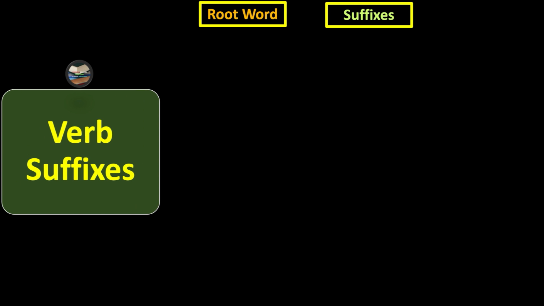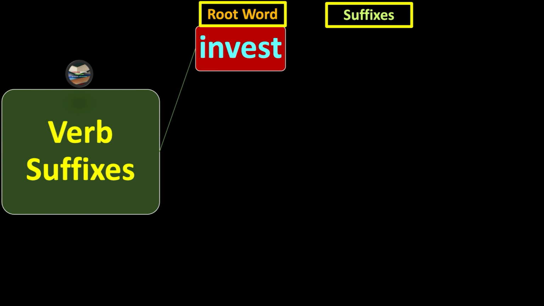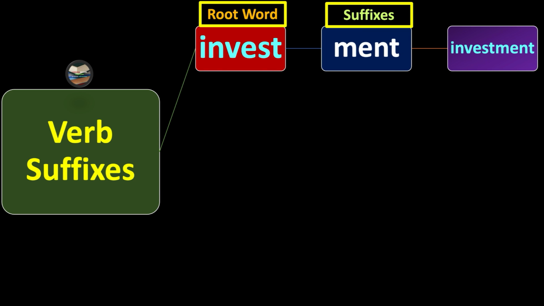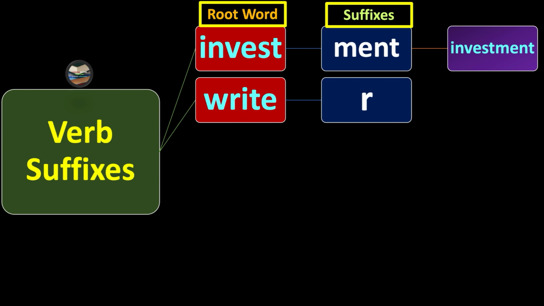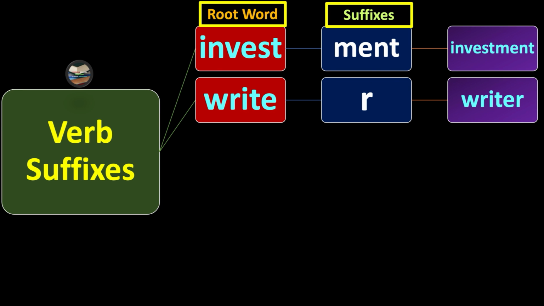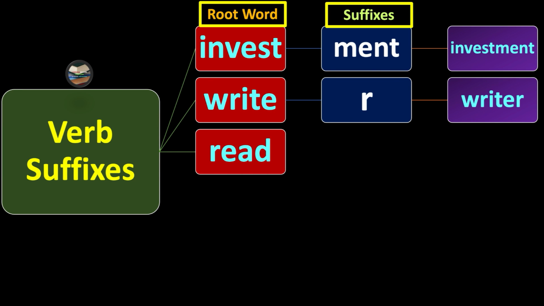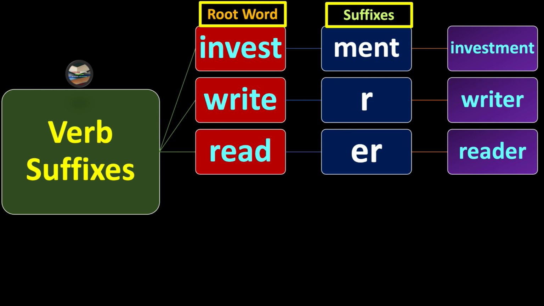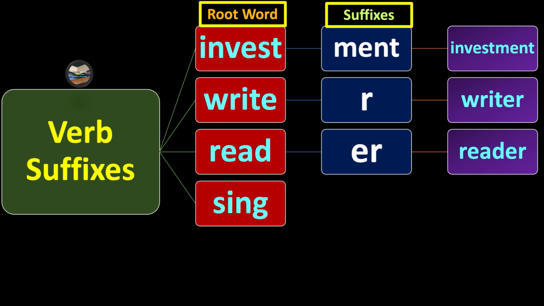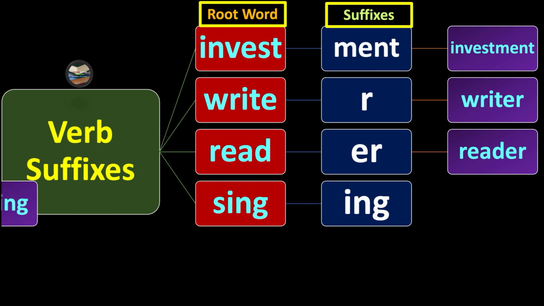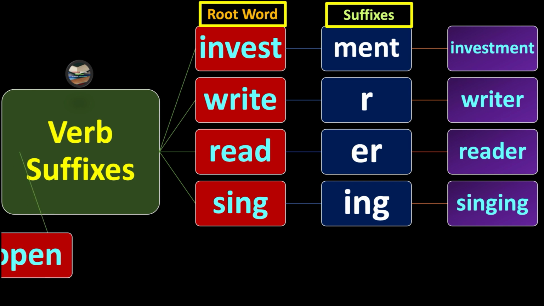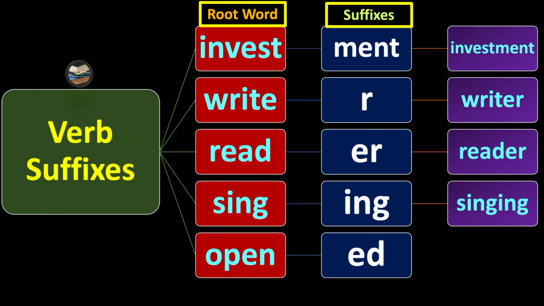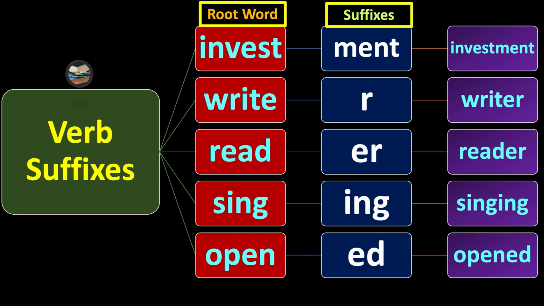We have some more examples to talk about verb suffixes. Invest, we add ment, and then we have a new word, especially the grammatical form of the same word, investment. Then we have write, suffix r, and then we have a new word writer. We have the root word read, we add er at the end, and then it becomes reader. Likewise, we have sing, we add suffix ing, and then we have the present continuous form singing. We have open, we add suffix ed, and then we have the past form of the word opened.